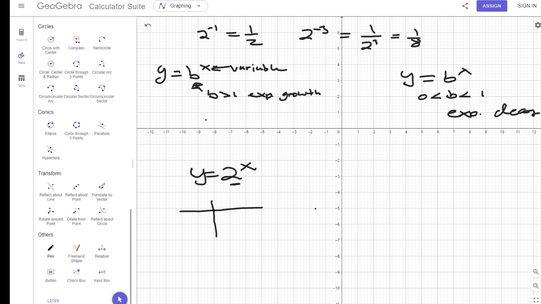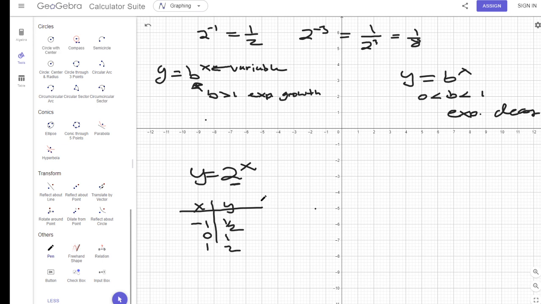So let's make a table really quick. Choose values for x. I always do simple ones, -1, 0, 1. But be wise as to what numbers you choose to make this easier. 2 to the 0, well, 2 to the 0 is always 1. Keep that in mind. 2 to the first is 2. 2 to the -1 is a half.